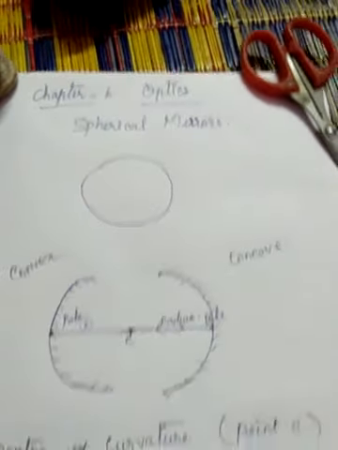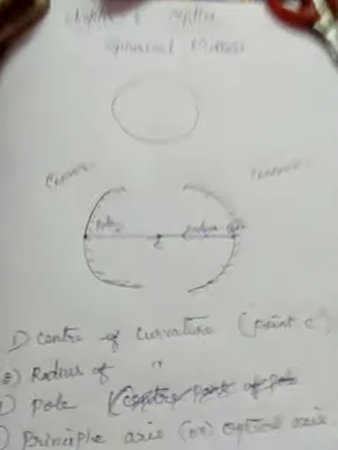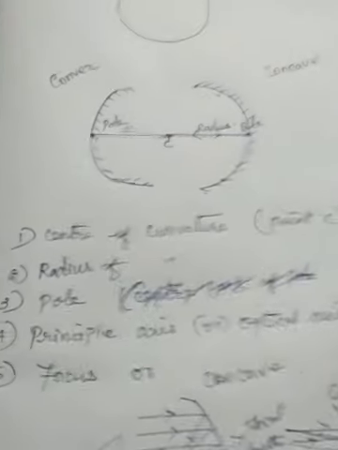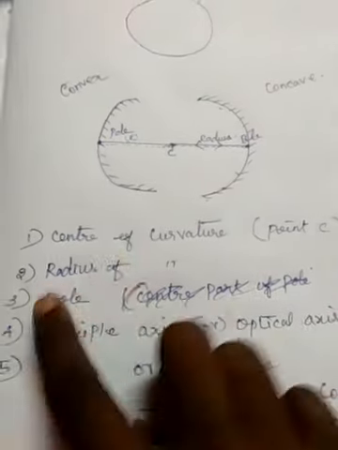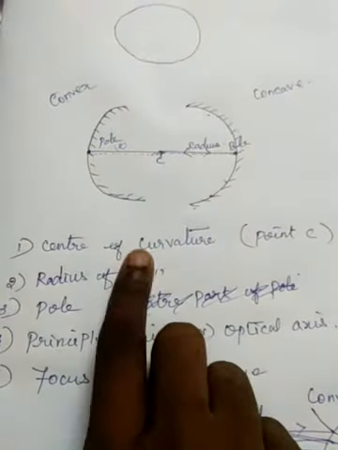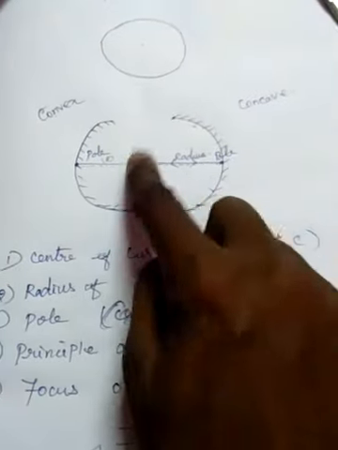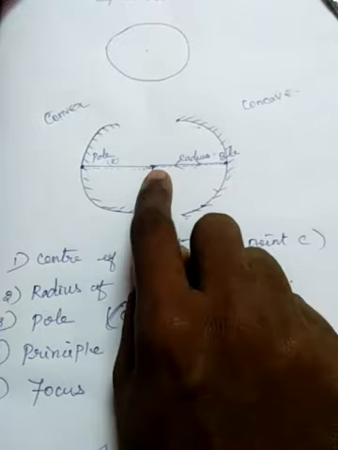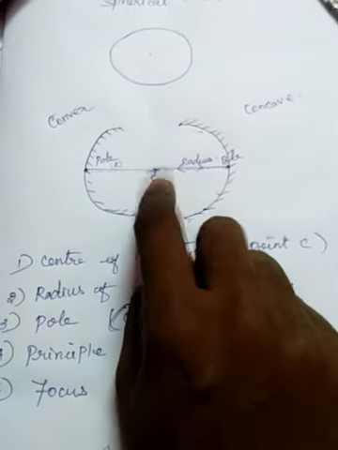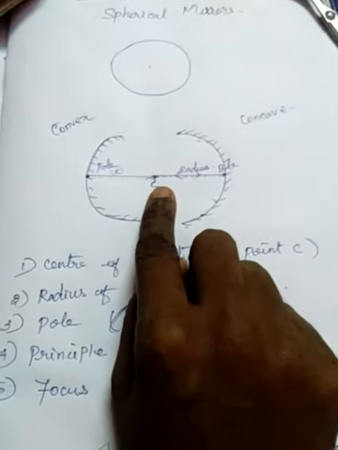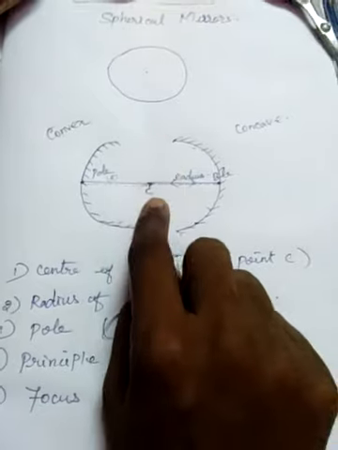Now we will discuss five or six conditions. The first one is the center of curvature. You know that a hollow sphere has a center point. That point is called the center of curvature.